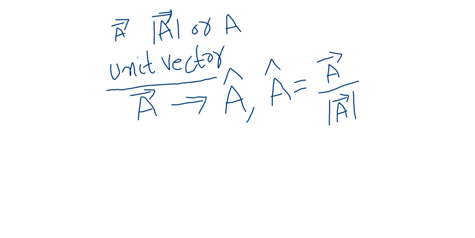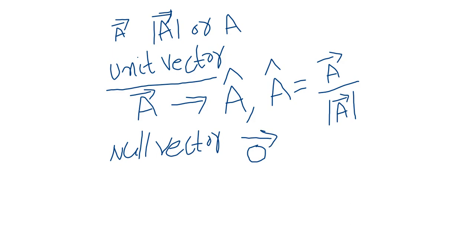Next one is null vector. We discussed this with one example. An object is thrown in the upward direction. At its final position, its velocity is 0. That means its magnitude is 0 and it has a particular direction, that is the upward direction. It is represented like this, 0 bar. It is represented as the null vector.